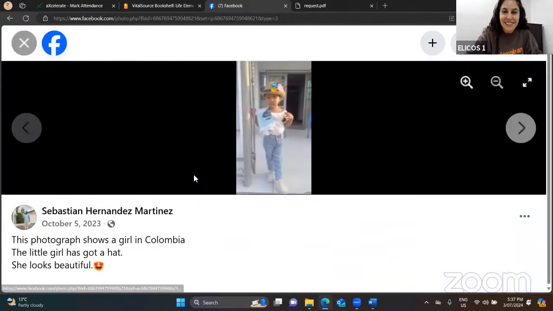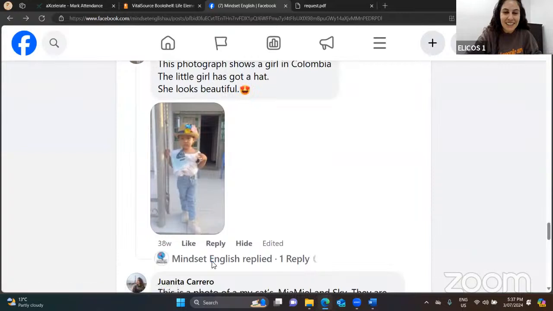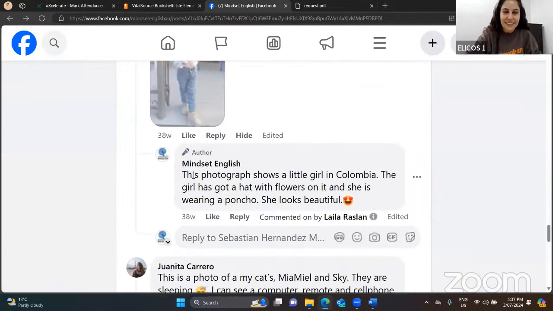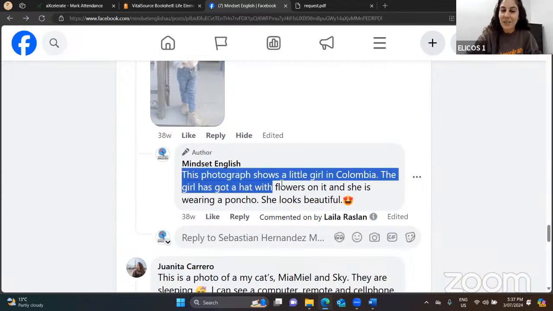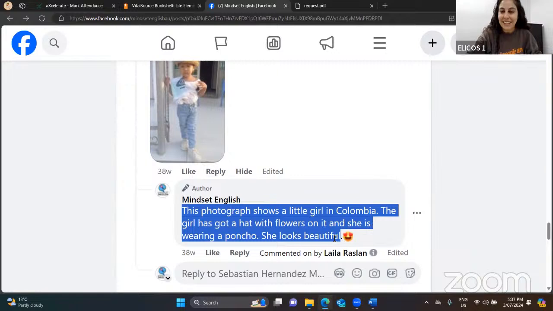Okay, this is Sebastian, maybe his daughter. Looks very cute. She's very cute. So Sebastian says, this photograph shows a little girl in Colombia. The girl has got a hat with flowers on it, and she is wearing a poncho. She looks beautiful. And I like the emoji. So he's talking about the little girl in the picture.